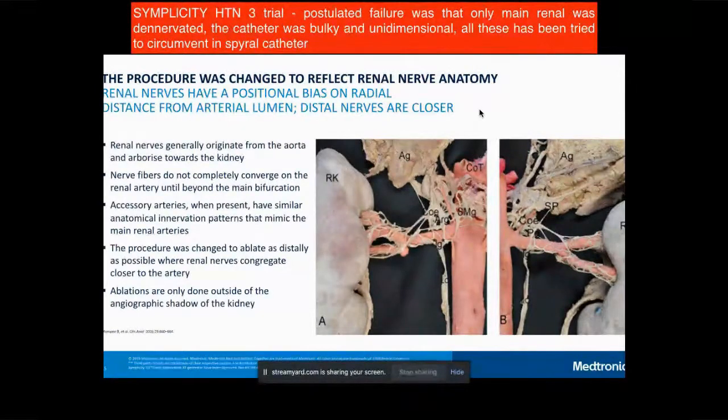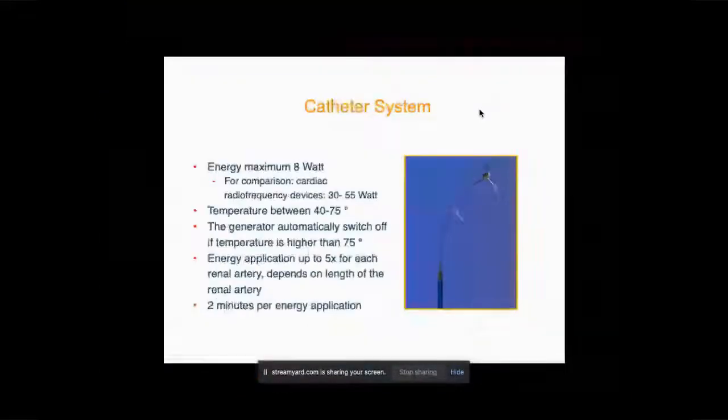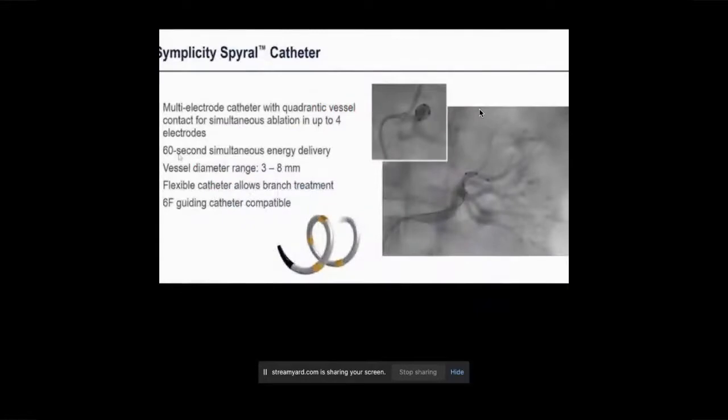The ablations are only done outside the angiographic shadow of the kidney. With the catheter system, an energy maximum of 8 watts was given, as compared to the cardiac radiofrequency devices, which deliver up to 30 to 35 watts. The temperature is usually maintained between 40 to 75. The generator has a function in which it automatically switches off if the temperature is higher than 75 degrees. And it's now 1 minute per application.